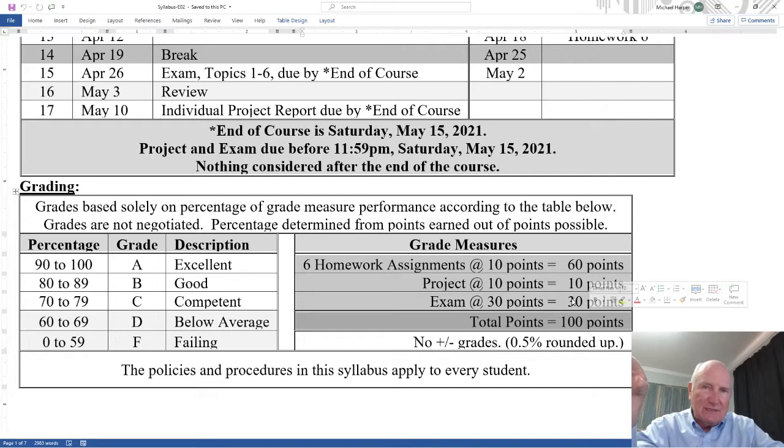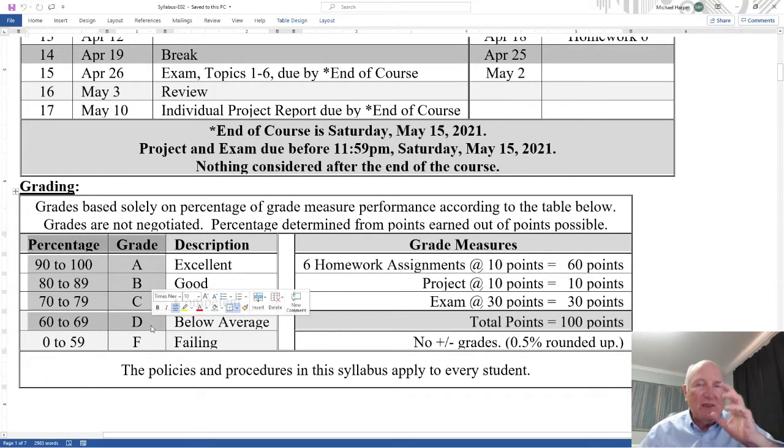It's not based on attendance. It's not based on participation. It's not based on how many times you view the video or come to office hours. It's just on your performance on these measures. In other words, your grade is based on the percentage of how many points you earn, divided by the total possible points. That percentage is compared over here in this table. That's how your grade is determined.